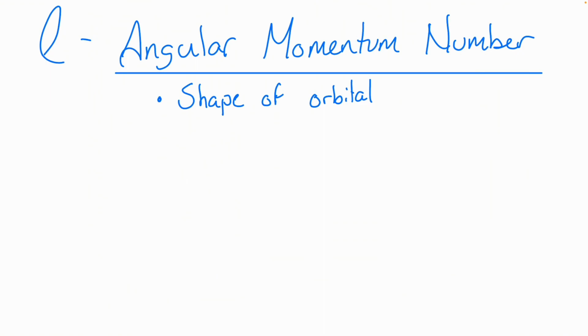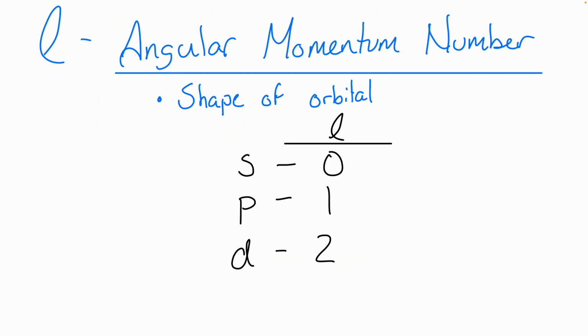So an s orbital has an angular momentum quantum number of 0. A p orbital has an angular momentum quantum number of 1, d is 2, and what do we think f would be? 3. And those are the only possible values for your angular momentum quantum number. Again, they denote the shape of the orbital.